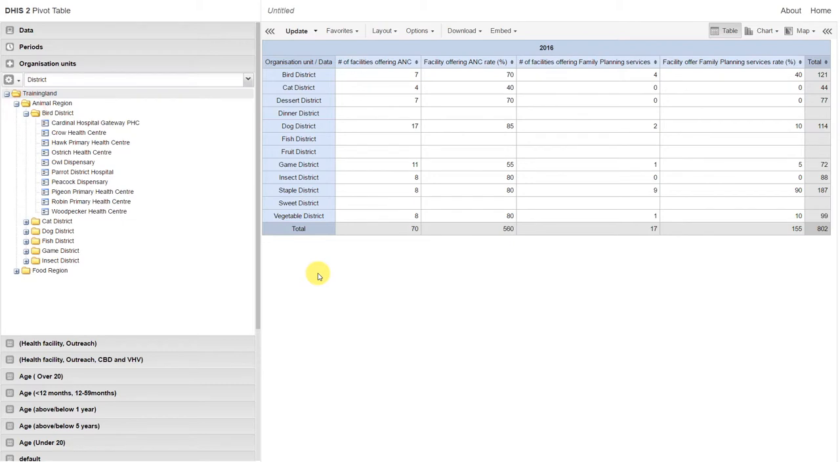For this indicator, facility offering ANC rate, we take the number of facilities offering ANC as our numerator. We then have the number of facilities within each district as our denominator. For example, in Bird District, we can see that we have 10 facilities. 7 divided by 10 multiplied by a factor of 100% gives us this value of 70% for this indicator. We have combined the program indicator with a count of facilities within a particular organization unit level.